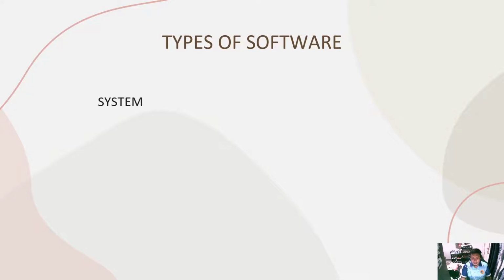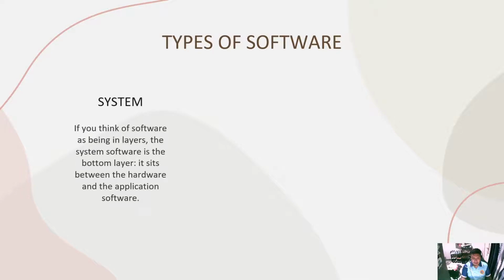We have first the system software. If you think of software as being layers, the system software is the bottom layer. It sits between the hardware and the application software, so it's in the middle part. Later on, I will give you the software hierarchy so you can understand what is intended for system software.